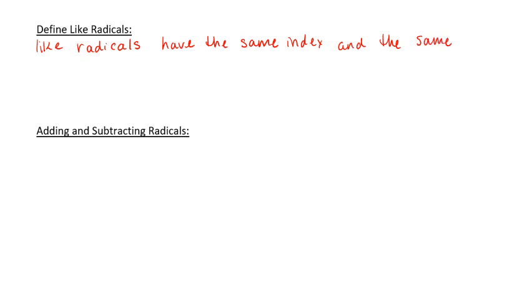In this video, we're going to simplify expressions of radicals by adding and subtracting like radicals. So like radicals have the same index, and remember, index is what type of root you have. Is it a square root? Are they both cube roots? Are they both fourth roots? So it's the type of root. And the same radicand. And the radicand is what's inside of the radical.